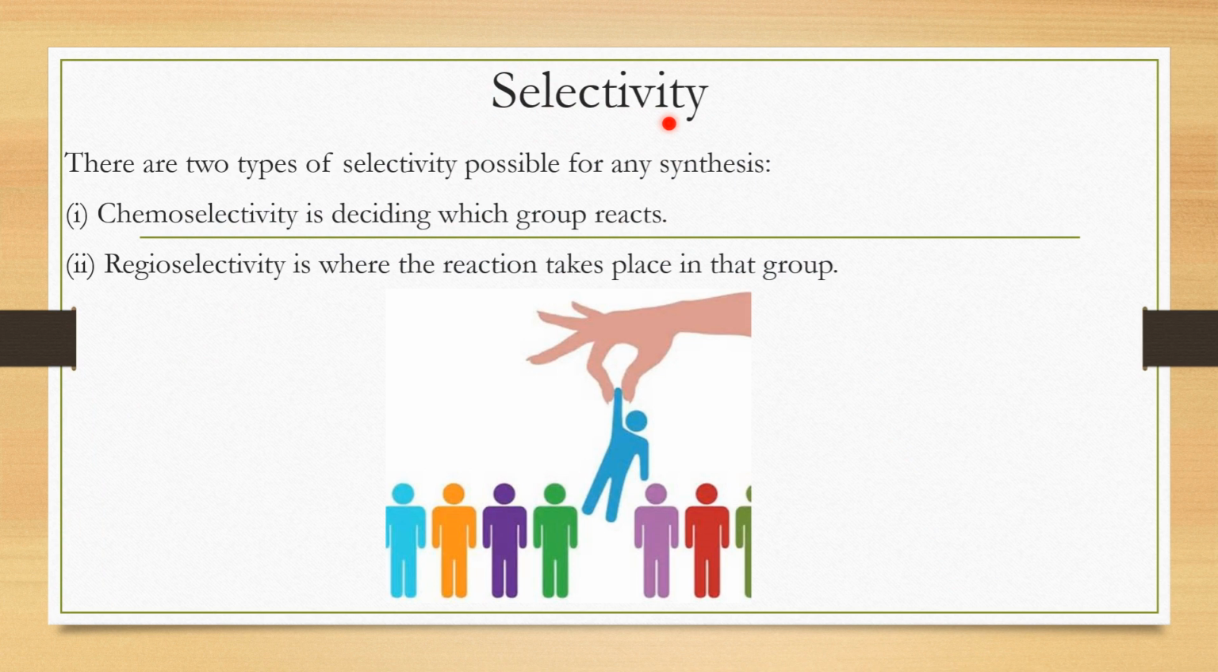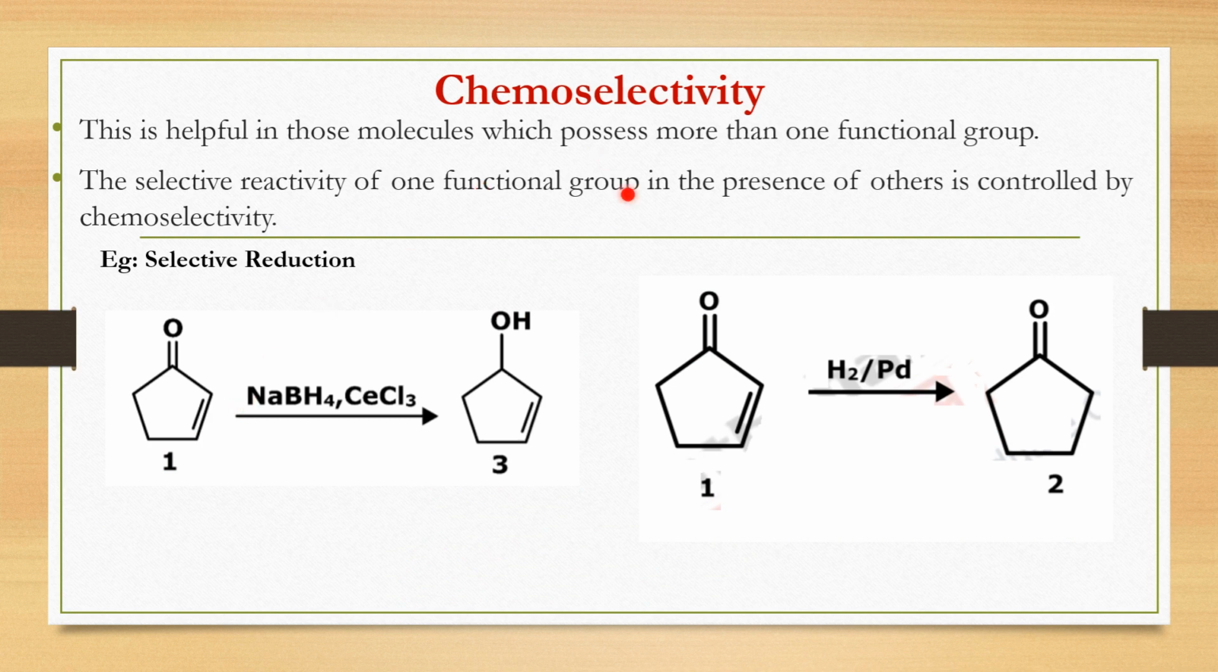Now we'll go to the next topic, selectivity. So selectivity means what? Suppose in your reactant you want conversion of only one of the functional groups. That means you want to selectively convert one functional group out of the many functional groups. So this is called chemoselectivity. Chemoselectivity is related to the group that reacts. Second is regioselectivity. Regio stands for region, or the position at which the reaction will take place. I'll give you examples and you will be in a better position to understand this.